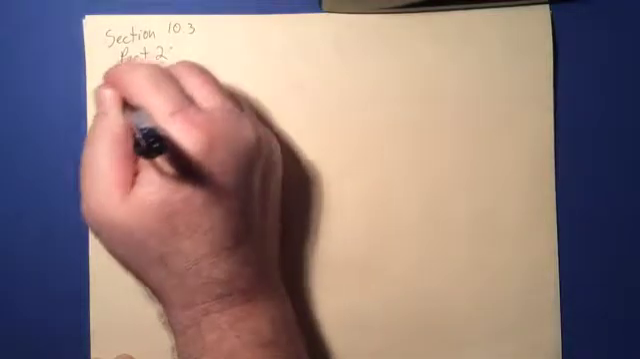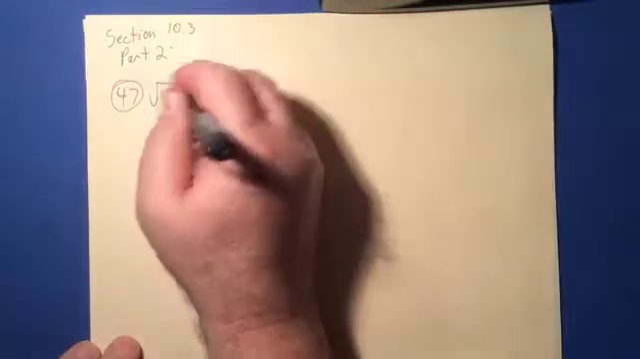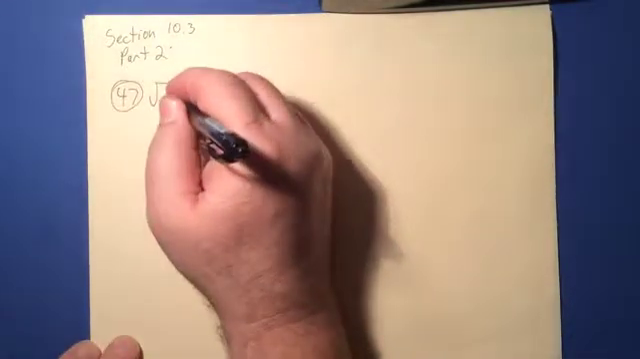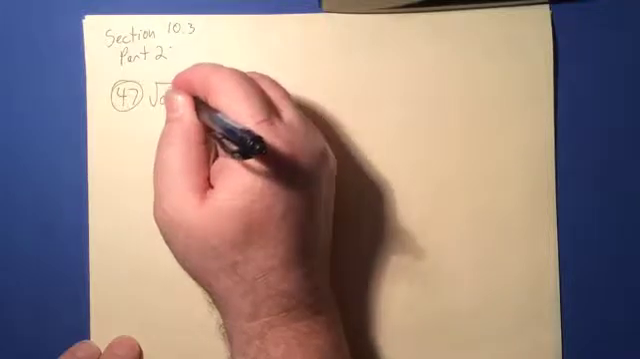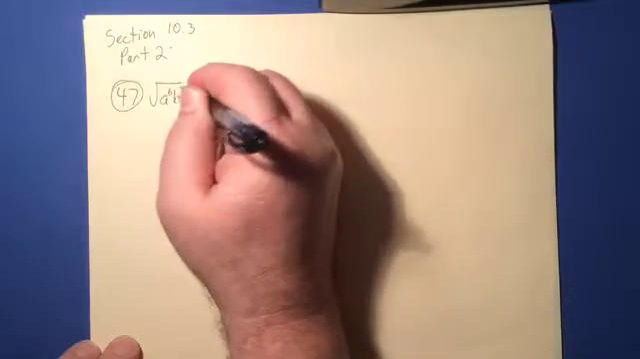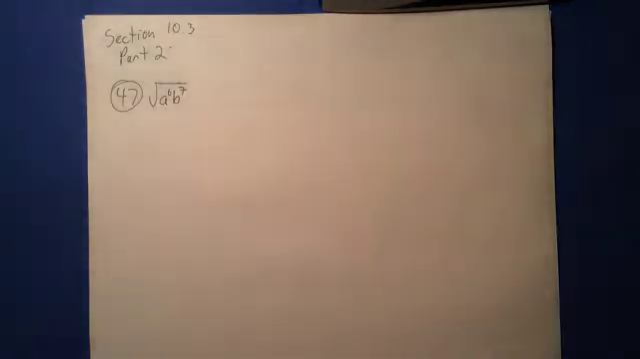We're back with section 10.3 part 2, where we're going to begin to explore more complex and robust problems around simplifying and multiplying radical expressions. So we're going to begin by taking a look at question 47. And in this problem we're going to have the square root of a to the 6th and b to the 7th. And what we're going to try to do is simplify this as much as we can.